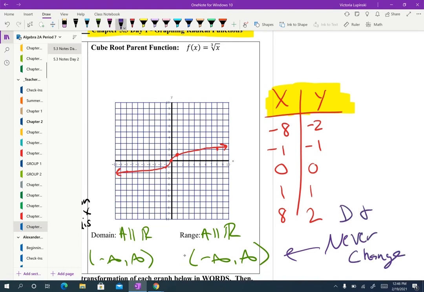And that's true for domain and range. No matter how you move this cube root up or down or reflect it, no matter what you do, you're always, always, always going to have pieces in both directions. So you're always going to have a domain and a range of all real numbers.